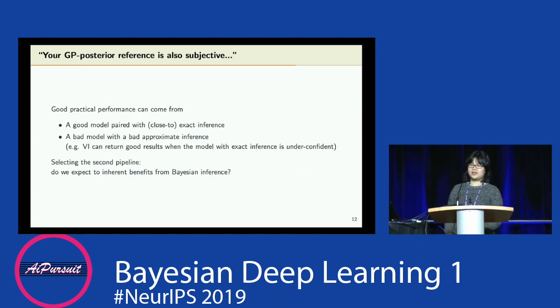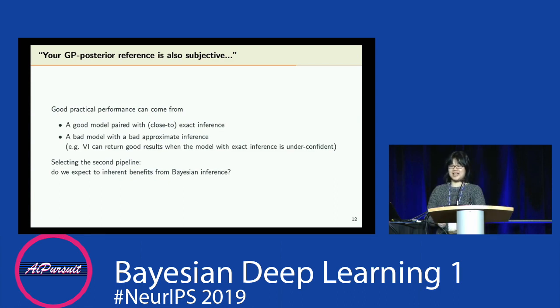Okay, so now we've done this selection. In practice, because we are actually selecting inference and model together, good performance in practice can come from possibly two cases. One, a good model with close to exact inference, and another, a bad model with bad approximate inference. For example, let's say your exact inference is super underconfident because your model is bad. Variational inference usually gives you, say, an overconfident result, so that gives you corrections. And the final result is okay, right?